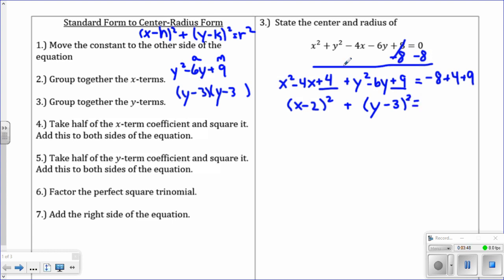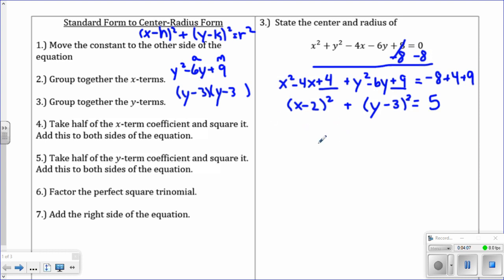And the reason they're called perfect square trinomials, if you look at the constant in both of the trinomials, we had a 4, we had a 9. Those are both perfect squares. Then over on the right-hand side, you just want to combine these numbers. So negative 8 plus 4 plus 9 gives you 5.